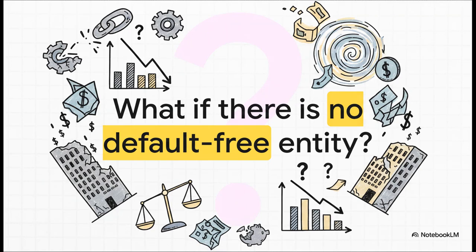Now we're officially stepping into the deep end. This is the ultimate headache for any valuation analyst. What if there is simply no default-free entity? What if the local government, even when borrowing in its own local currency, is actually perceived by the market as a default risk? Our entire premise so far has been built on the idea that government bonds are inherently safe. If they aren't, you can't just blindly take a 10-year emerging market government bond rate and plug it in as your risk-free base. You just can't, because that rate is already contaminated with risk.